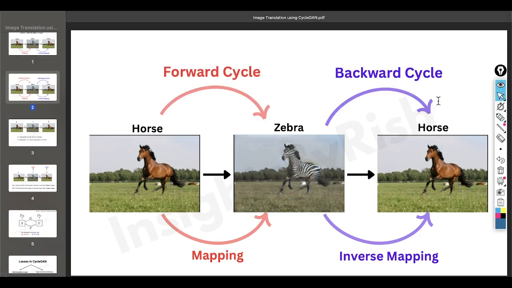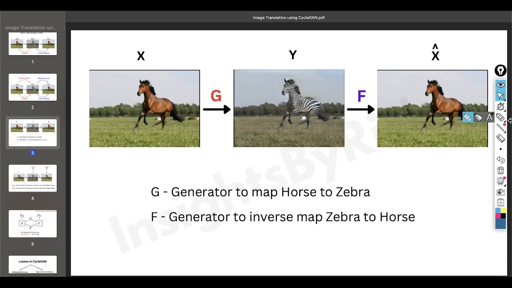So moving ahead now, the thing that you are performing in the forward direction, which is mapping, that is also called the forward cycle. And when you take your zebra images and try to map them back to the horse images, that is called the backward cycle, or we can say inverse mapping. Now try to understand it in terms of the research paper. So as I said previously, the generator G helps us to perform forward mapping and the generator F helps us to perform inverse mapping. And the same thing I have even shown here. Here the generator G helps us to perform forward mapping, whereas the generator F helps us to perform inverse mapping.